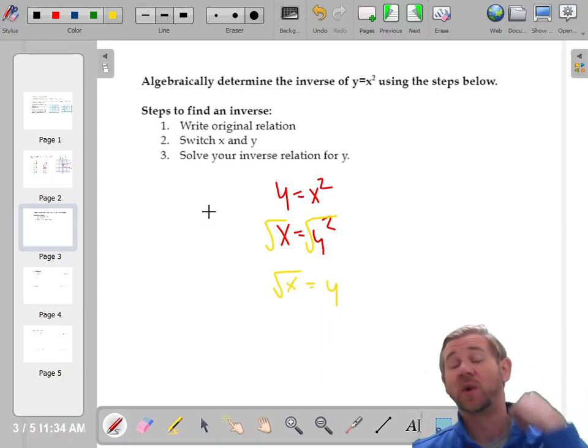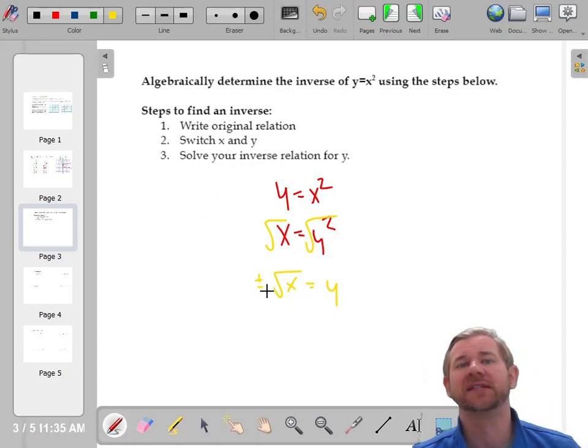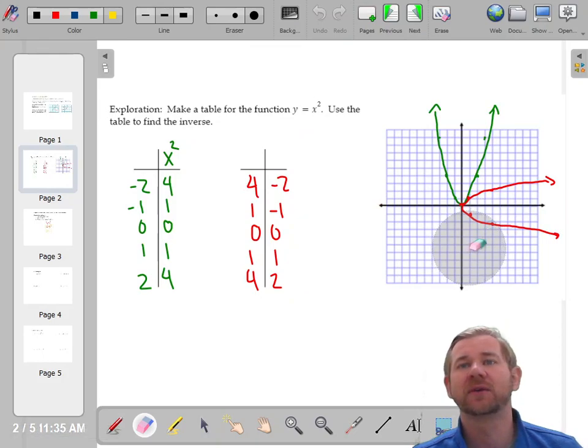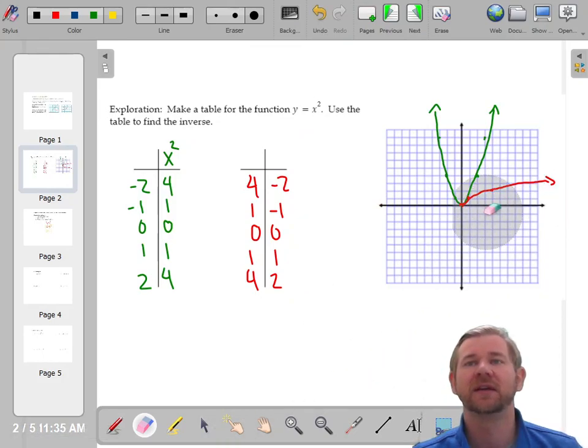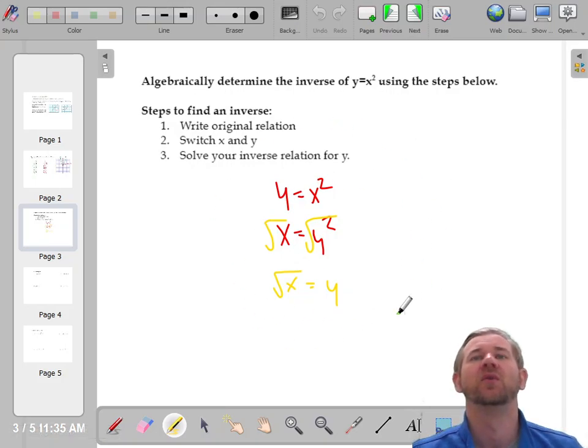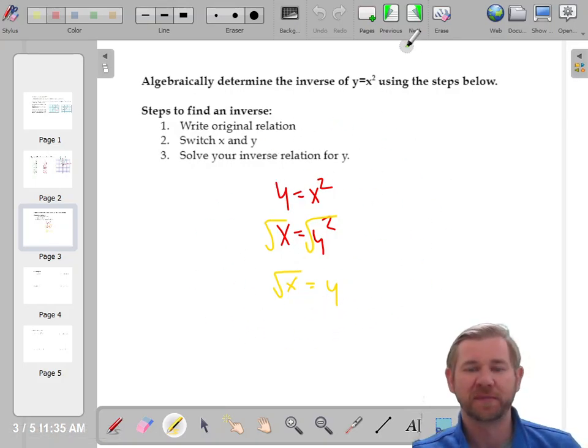Now, if you want to keep this a function, you don't include plus and minus. So if you look back at our graph, if I just say y equals the square root of x, that would be the inverse function. So we would have to get rid of these guys because they're going to be repeats. Okay, so this is the inverse relation or inverse function. You flip x and y, and then you solve for y.